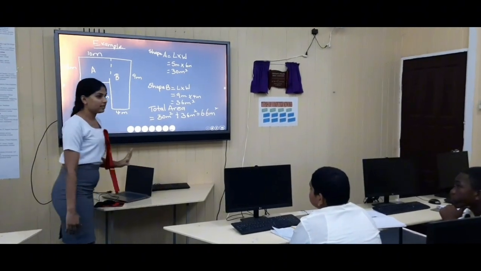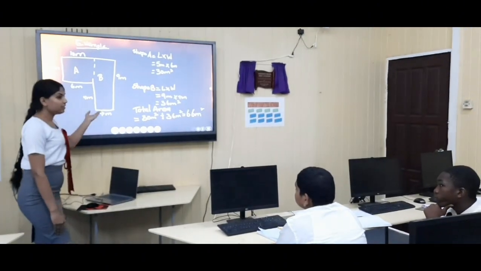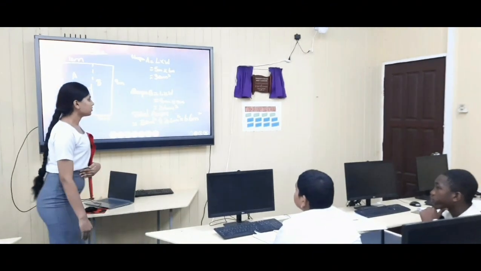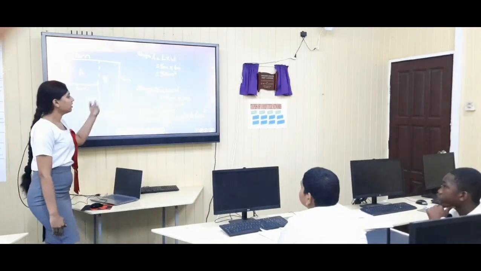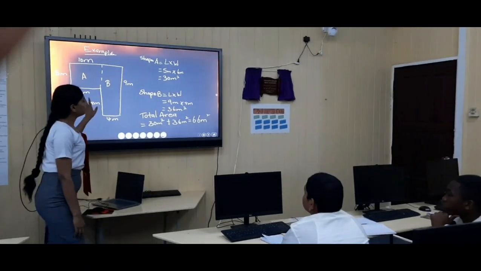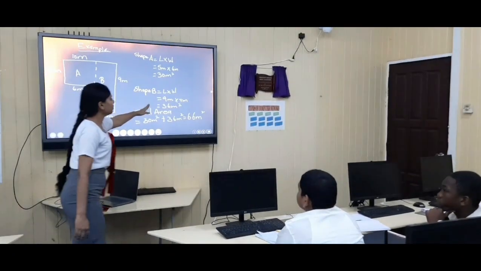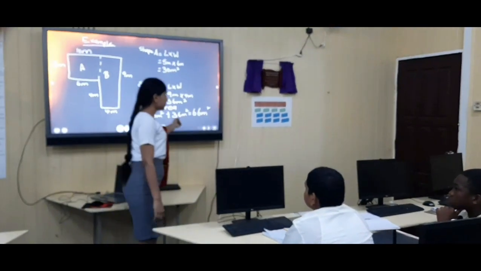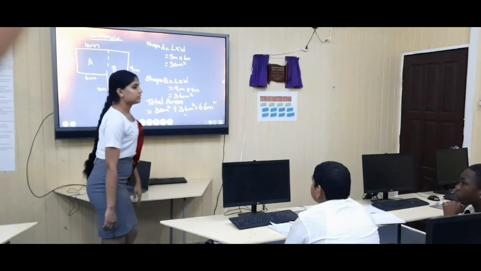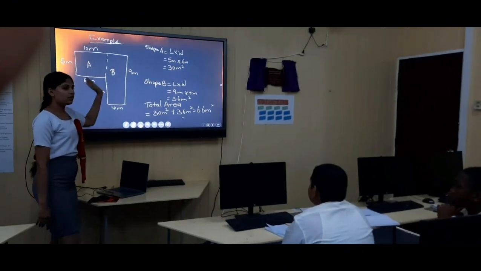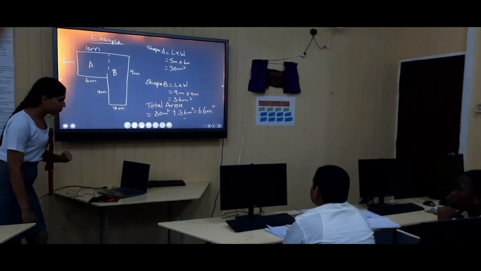That's for shape A. So we're going to find the area for shape B, which is also a rectangle, which is length times width. The length is 9 meters times 4 meters the width, gives you 36 meters squared. So the total area of this compound shape, we add the 2 areas together, which is 30 meters squared plus 36 meters squared equal to 66 meters squared. So the total area of this compound shape is 66 meters squared.